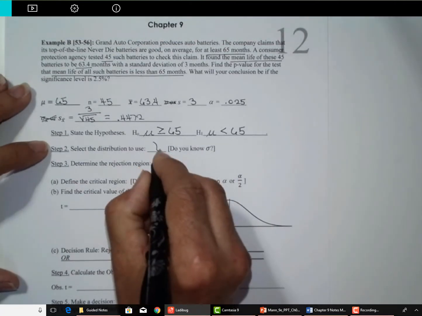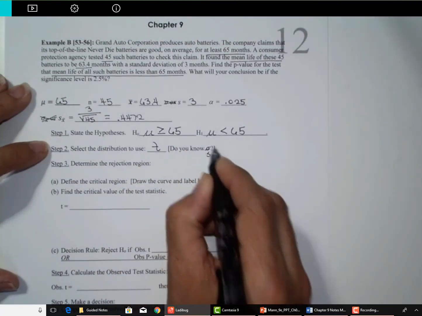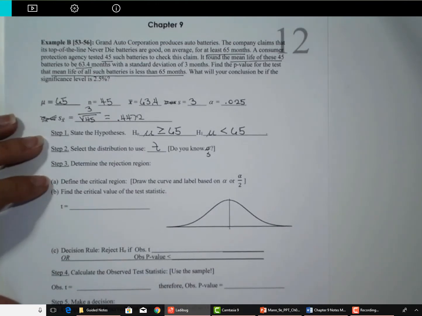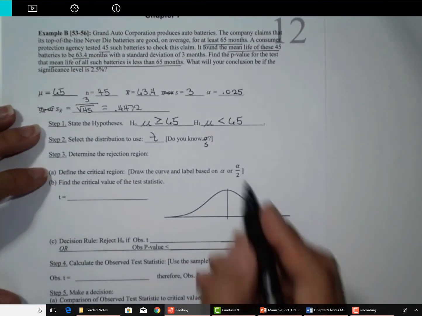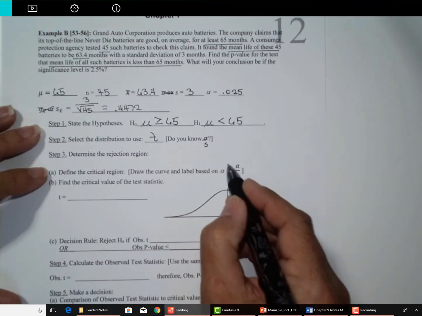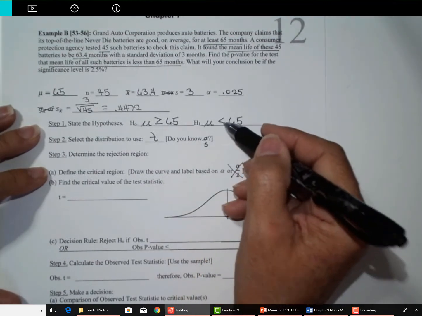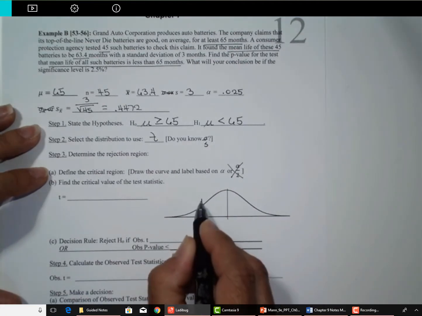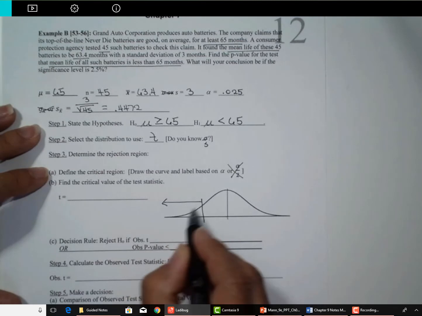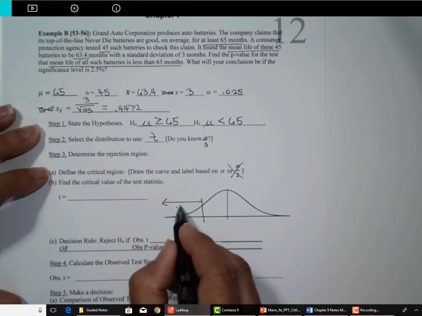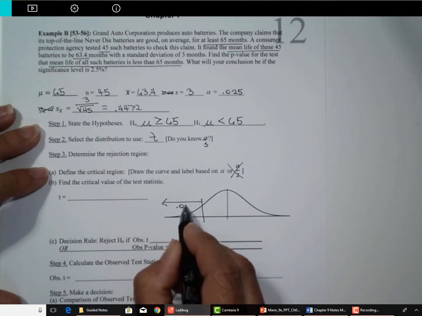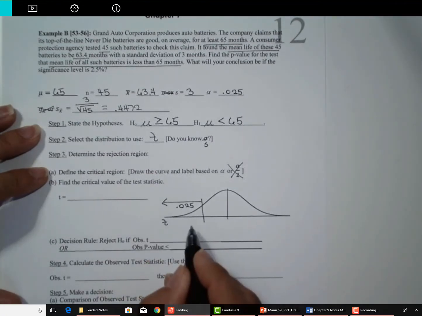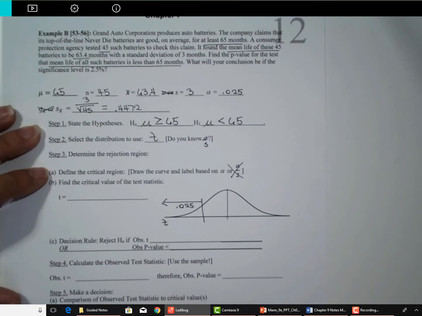We have to use the t-table because we only know S. We don't know the standard deviation of the population. We're going to find our critical region by taking our alpha, and this time we don't have to divide by 2 because we have a left tail test. So here's our test. It's in this left tail here. And the area represented in the tail by the rejection region is the significance level of 0.025. We have to find what t-value is associated with 0.025.